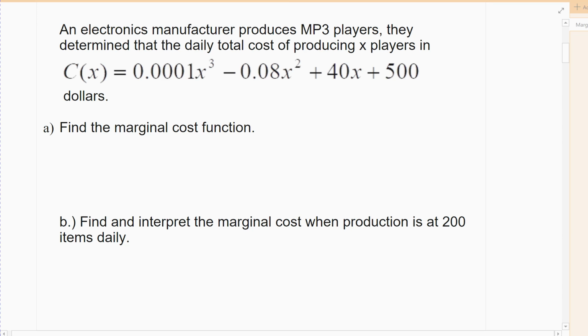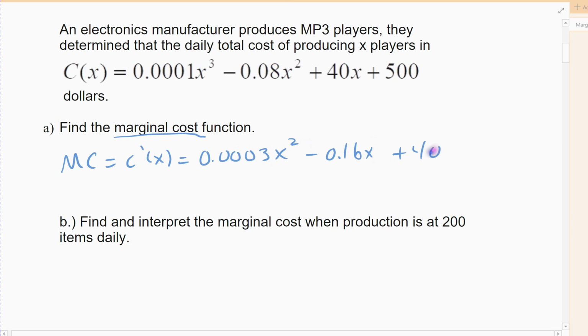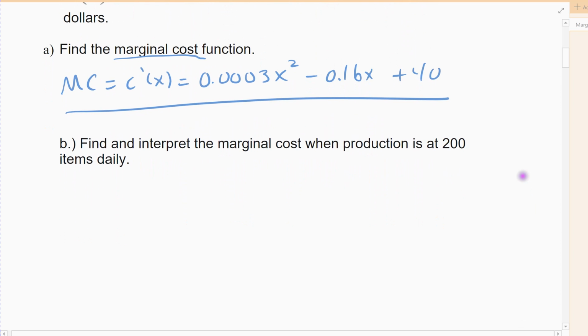Find the marginal cost. So marginal cost is the slope, right? It's the change in cost per item. Slope is found using the derivative. And so when I want to find marginal cost, it's simply the derivative of the cost. The derivative of this cost equation is 0.0003x squared minus 0.16x plus 40. And there's my marginal cost function that finds all my slopes. Slopes are my marginal cost, the increase or decrease in my function.